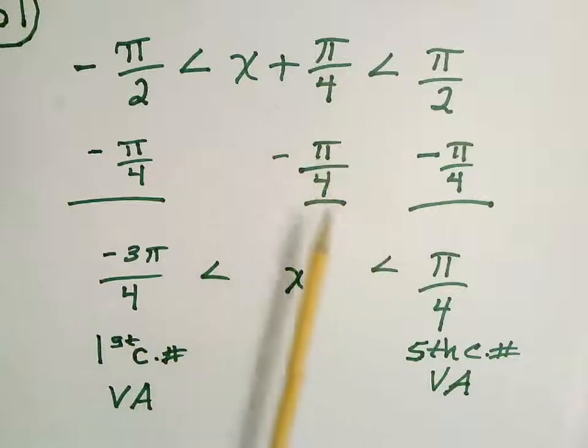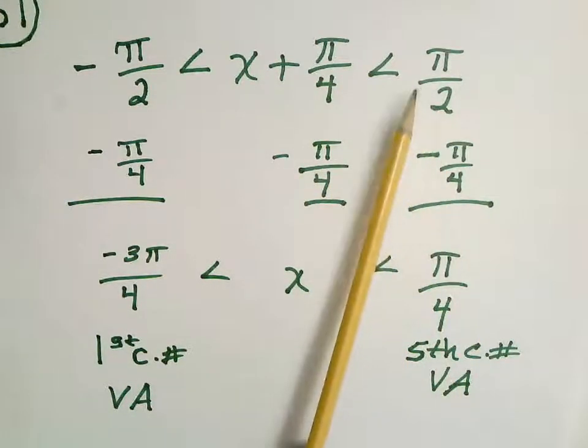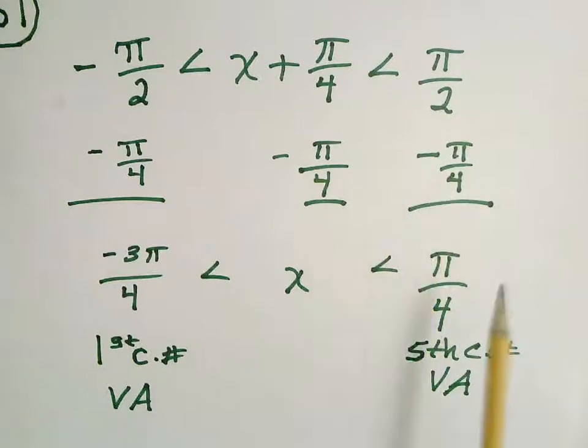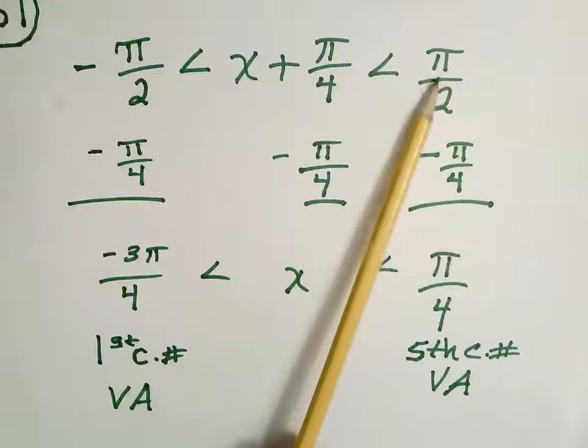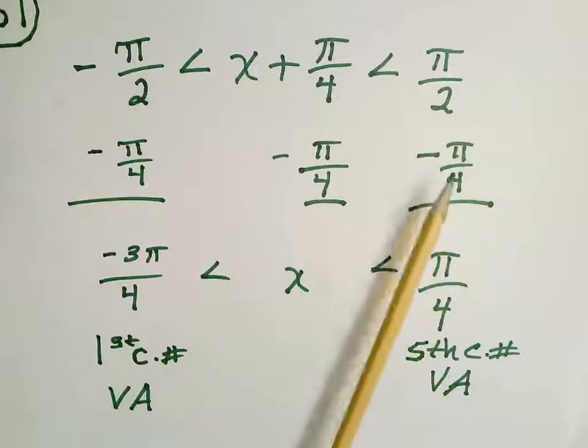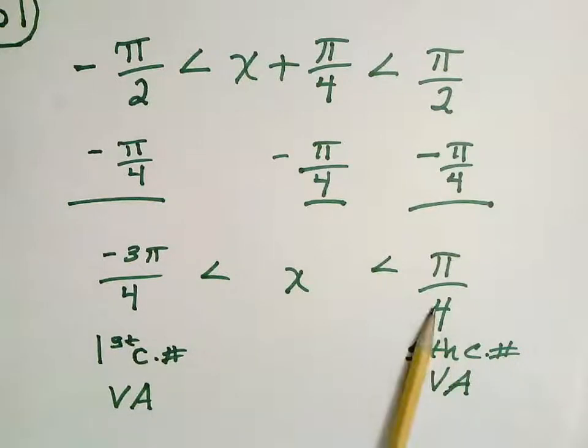And then pi over 4 minus pi over 4 is 0. And then pi over 2 minus pi over 4 will give us pi over 4 because the pi over 2 is 2 pi over 4 minus the 1 pi over 4 gives us the pi over 4. Remember, when we solve our inequality, this first number is going to be the first critical number. It's also going to be where we're going to have a vertical asymptote. This will be our 5th critical number, and it's also where we're going to have a vertical asymptote.